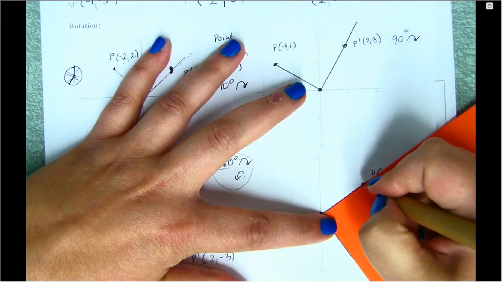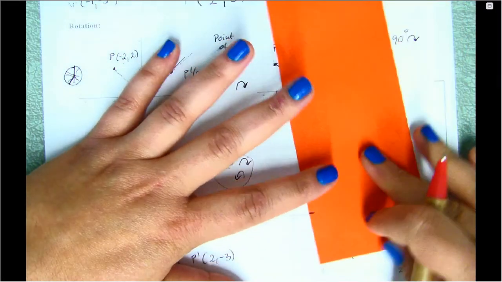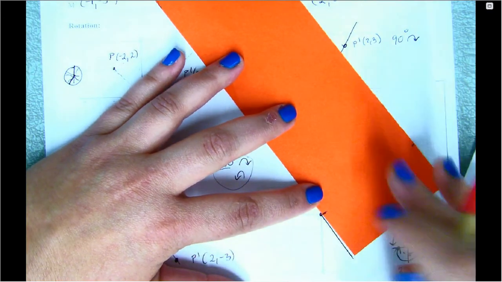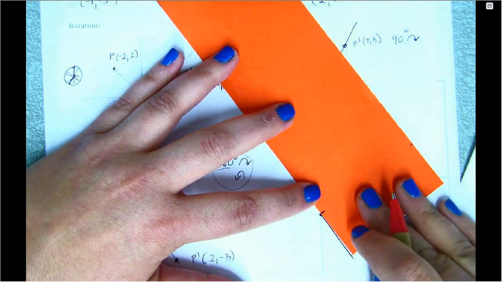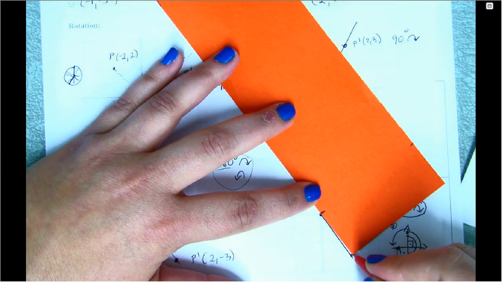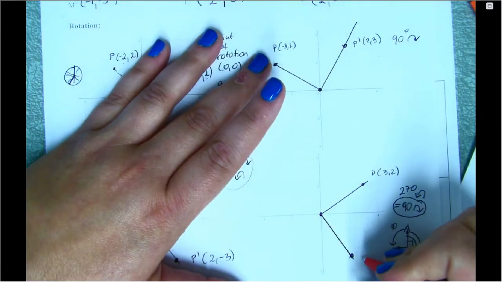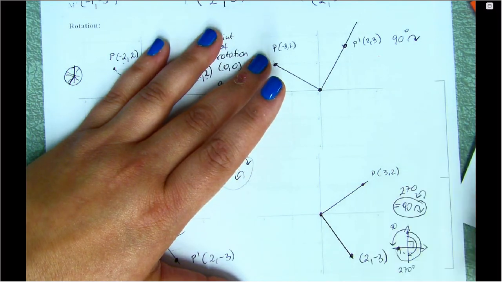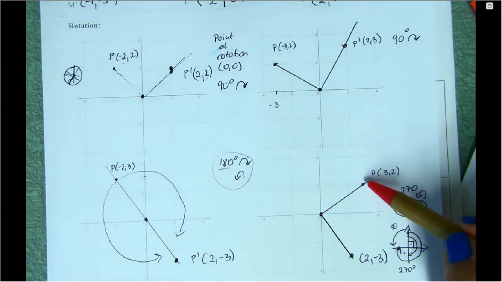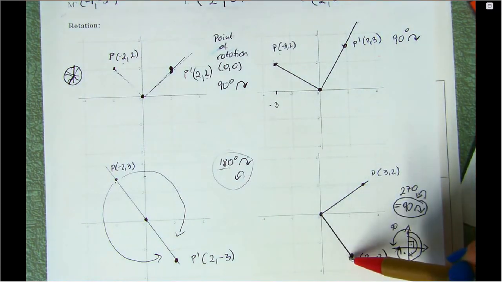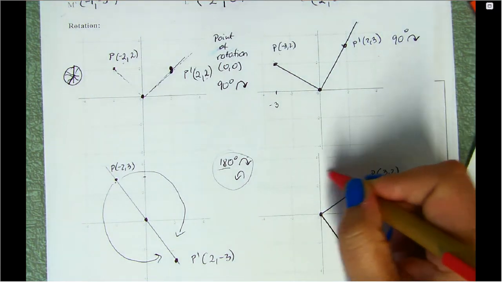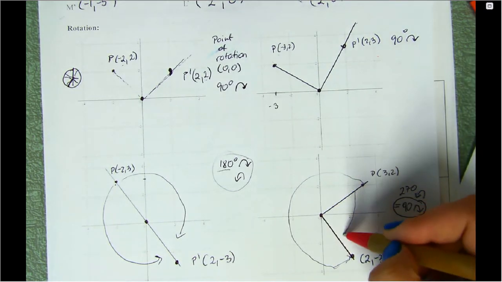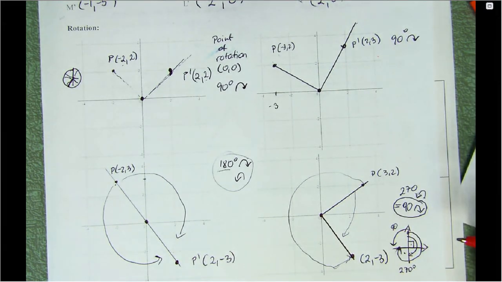Okay, how far is it? Well, right here. So it should be right there. And that is 2 for x, negative 3 for y. So instead of going 270 this way, like a Pac-Man, I just want 90 in the opposite direction.